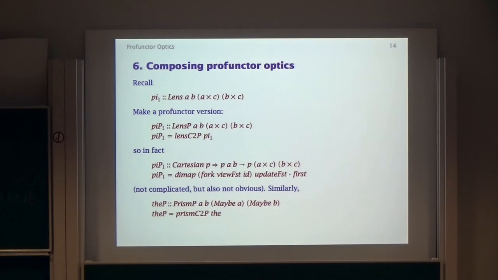And then this is what you can do. So remember, we had a concrete lens for access onto the left-hand component of the pair called Pi1. Now you can make a profunctor representation of that, a profunctor lens for access onto the left-hand component of the pair, and we just apply our translator, the concrete to profunctor lens translator, lensCtoP, to the concrete lens, and we'll get a profunctor lens.